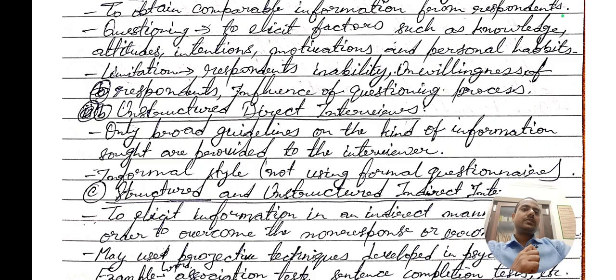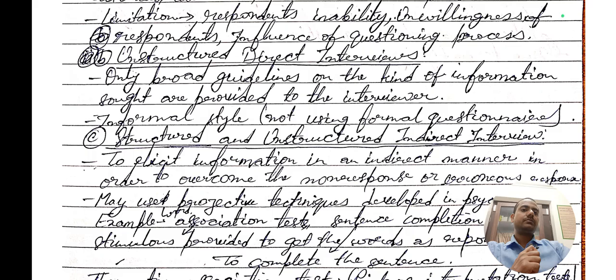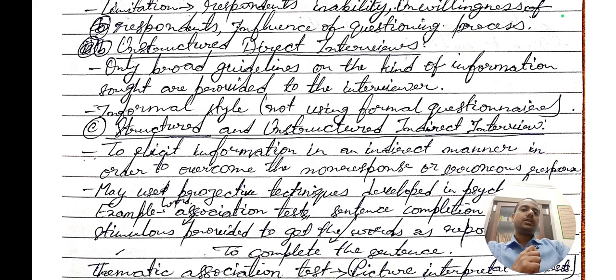In the case of unstructured direct interviews, only broad guidelines on the kind of information sought are provided to the interviewer, and the remaining things, such as how to ask and what kind of questions to ask, are decided by the interviewers. So this is an informal style, not using a formal questionnaire but informal questionnaires.